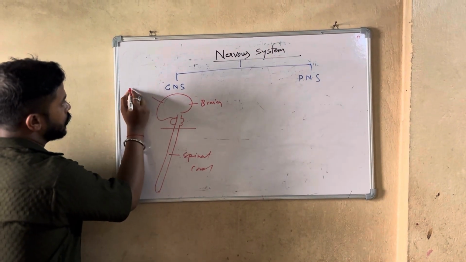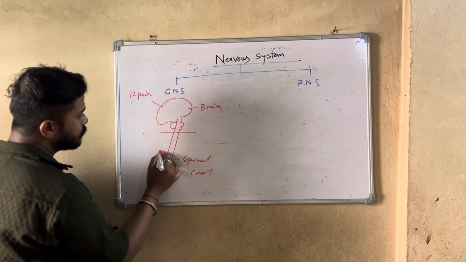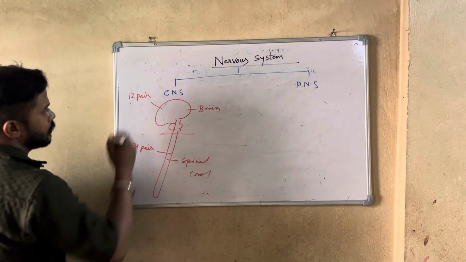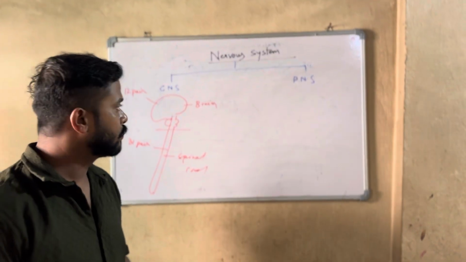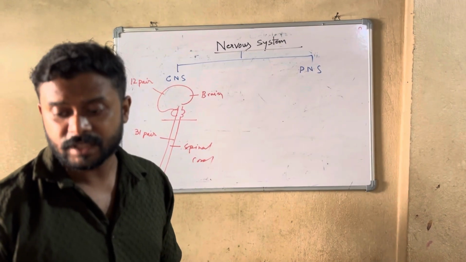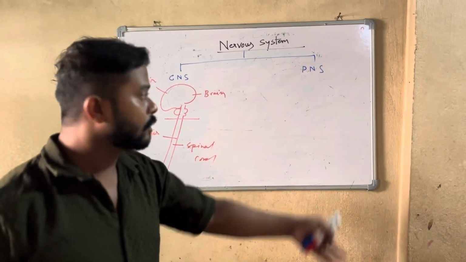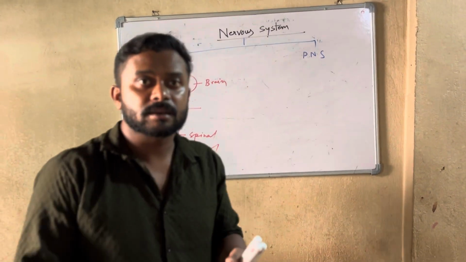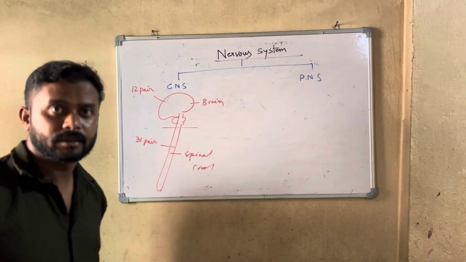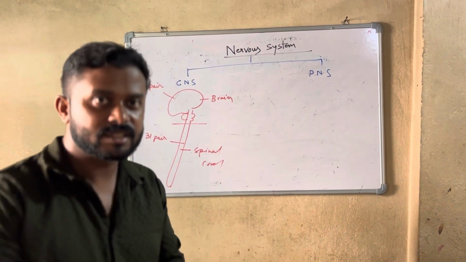The brain contains 12 pairs of cranial nerves and the spinal cord contains 31 pairs of nerves. The 12 pairs of cranial nerves are olfactory, optic, oculomotor, trochlear, trigeminal, abducens, facial, auditory, glossopharyngeal, vagus, spinal accessory, and hypoglossal. Later in my video I will discuss the nerves which form from the brain, their functions and their associations.